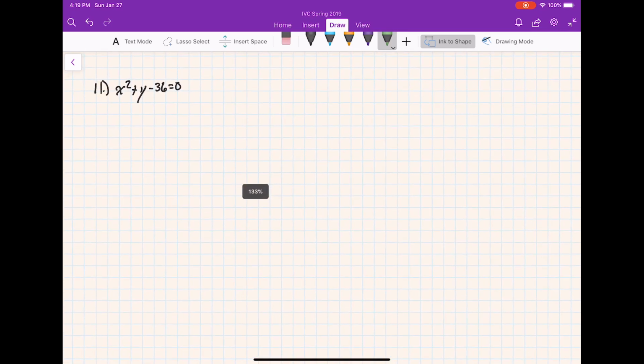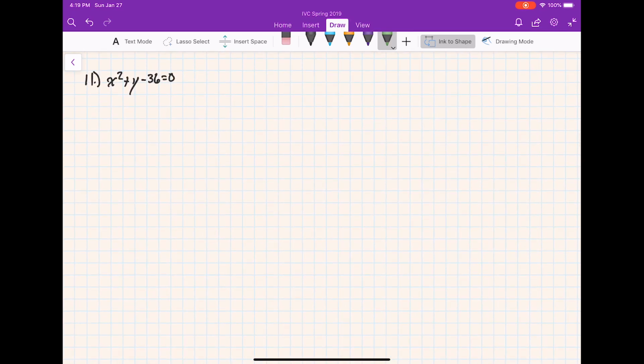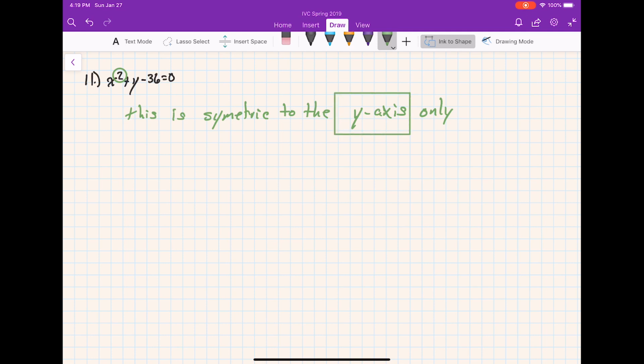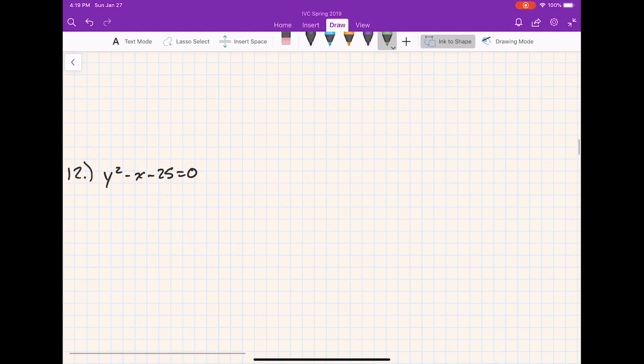So looking at these next couple problems, 11 and 12, these are equations that have only one component squared. So this one has the x component squared. So this is going to be symmetric to the y-axis because we can put in any value plus or minus for x. So it can be either on the left side of the y-axis or the right side of the y-axis. So this is only symmetric to the y-axis. The y is not squared, so it's not symmetric to the origin.